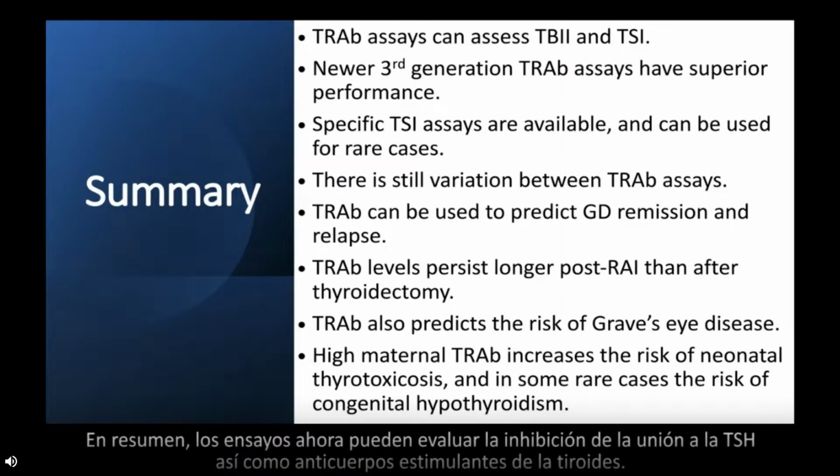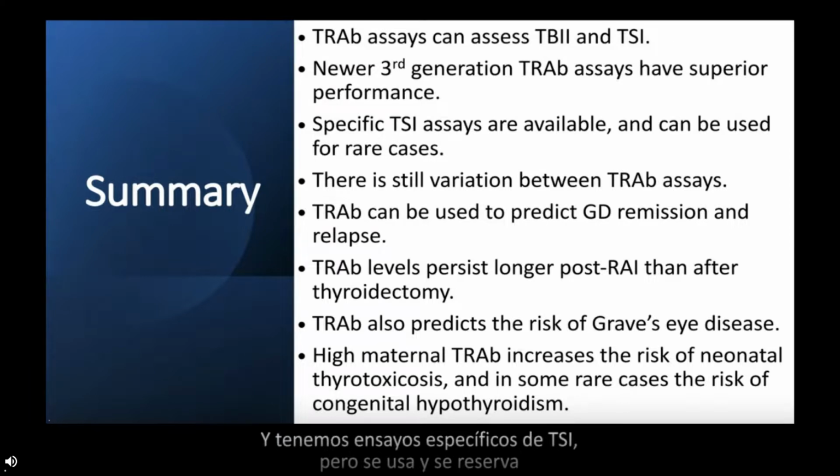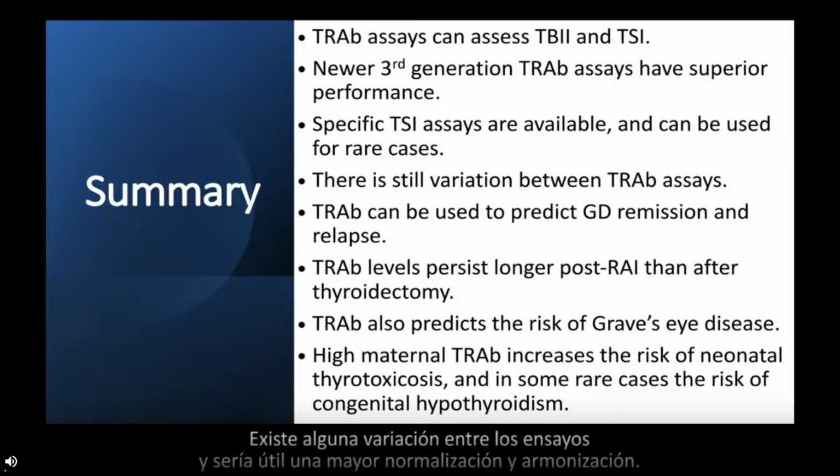So in summary, assays now can assess TSH binding inhibition as well as thyroid stimulating IgGs. The newer third generation assays now have superior performance. And we have got specific TSI assays, but it's used in reserve for the more difficult cases. Some variation exists between the assays, and more standardization and harmonization would be helpful.